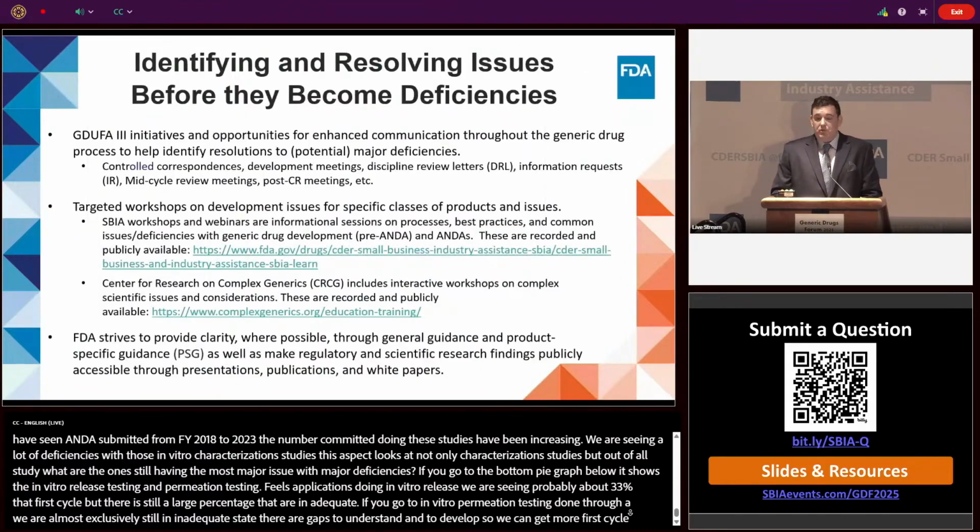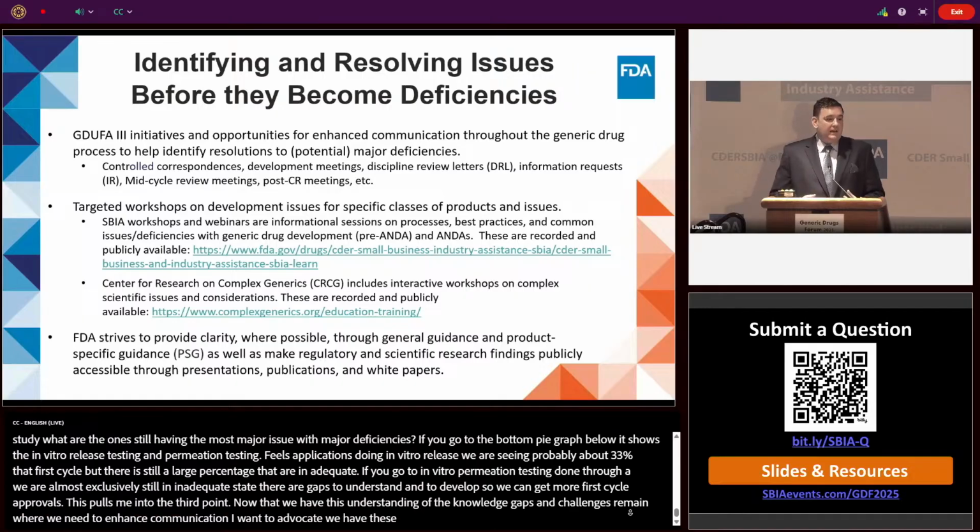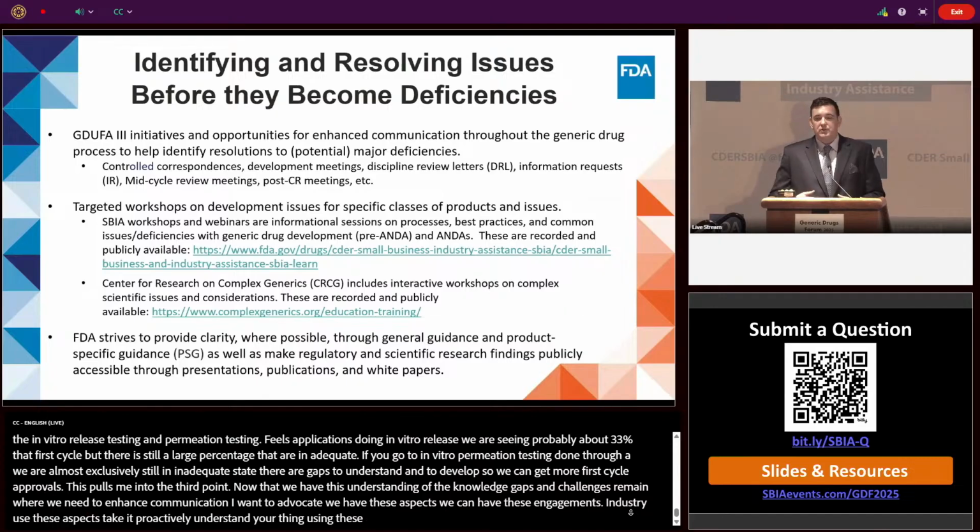So this pulls me into that third point. Now that we have this understanding of where these knowledge gaps are, where these challenges remain, and where we need enhanced communication, I really want to advocate again: we've got a lot of aspects through which we can start to have these engagements. Industry should be able to use these resources proactively, understand what your product is, then engage with FDA and or do the research and background to make sure we're getting a high quality ANDA submission at that first cycle.